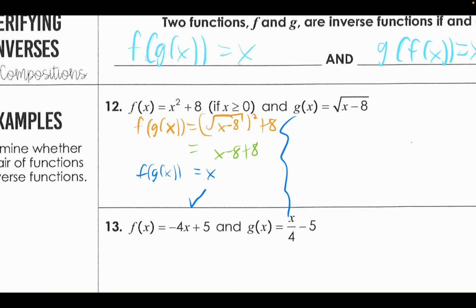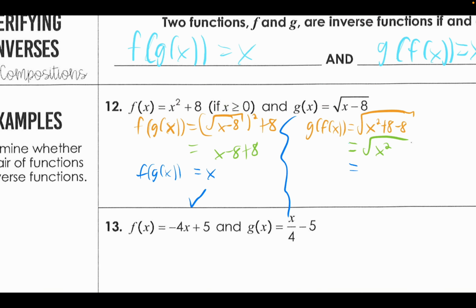Now I have to check the other direction too, g of f of x. I plug in x squared plus 8 instead of x, and then I subtract 8 from that. I should get x. As we plug this in and check, I get the square root of x squared. 8 minus 8 is 0.